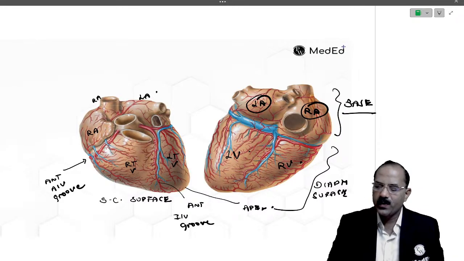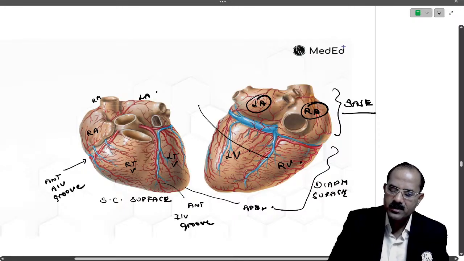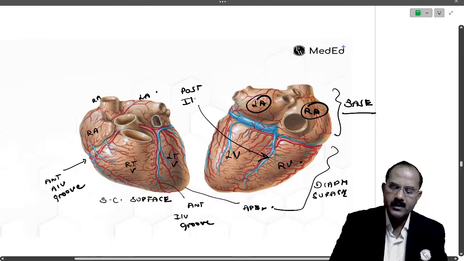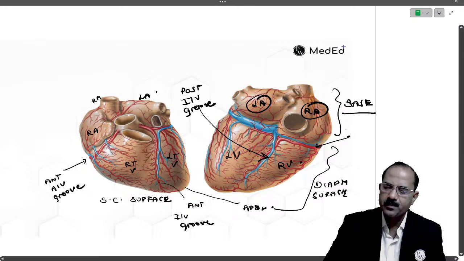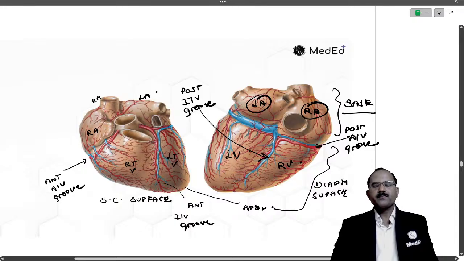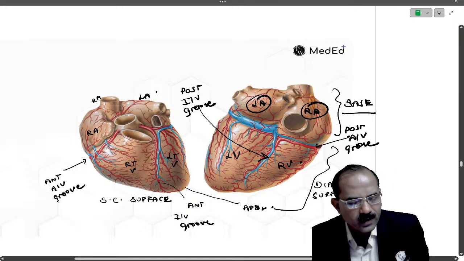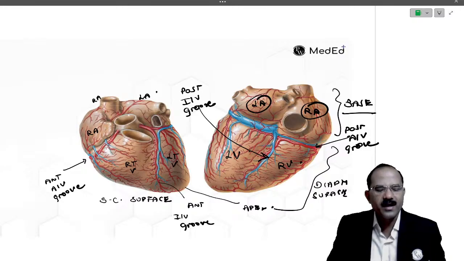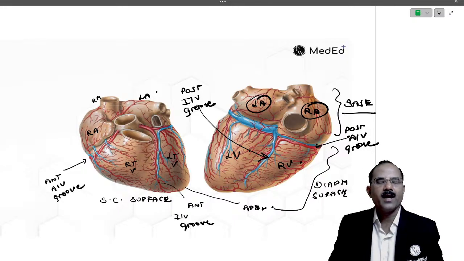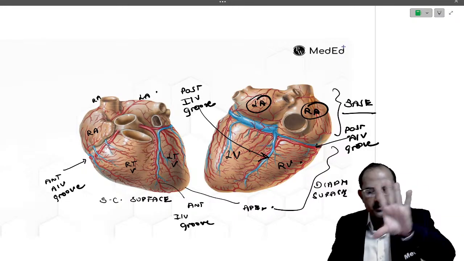Okay, what is this groove here? This is the posterior interventricular groove. And what is this groove? This is the posterior atrioventricular groove. The posterior interventricular groove and the posterior atrioventricular groove. Okay, are you able to follow this? I'm not going into details. I'm just telling you the main things.